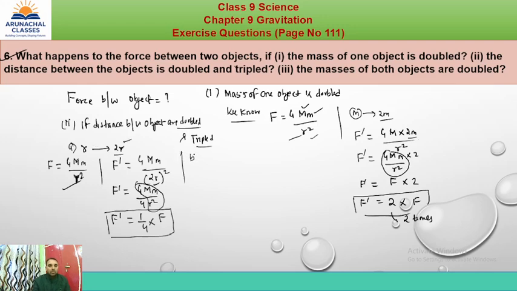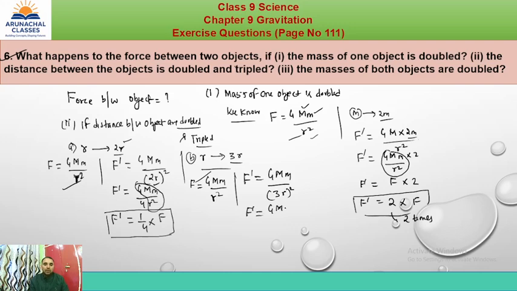The second part of the question is, what happens when the distance between the objects is getting tripled? So r becomes 3 times r. In the normal condition, F will be equal to capital G, capital M, small m upon r square. Now as the distance between the objects is getting tripled, F dash will be the new force of attraction, capital G, capital M, small m upon, it will not be r, it will be 3r whole square. Now F dash will be equal to capital G, capital M, small m upon 3 squared, that is 9 r square.